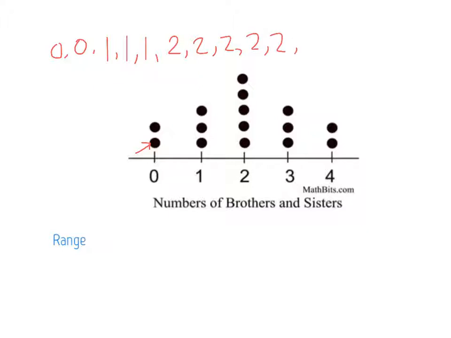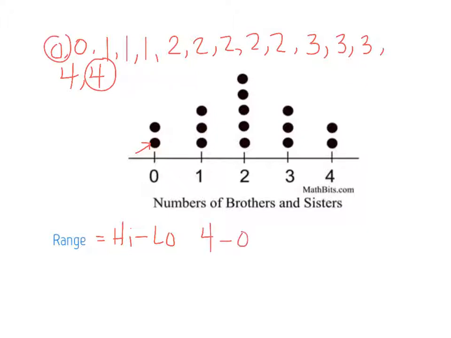Then I have 3 threes and 2 fours. So the range is equal to the high minus the low. The high is 4 minus 0. That gives me 4.